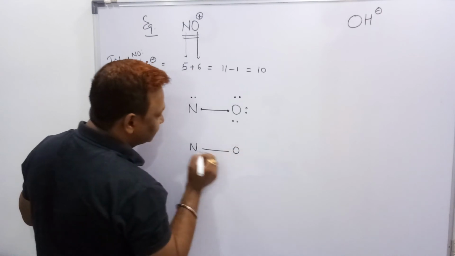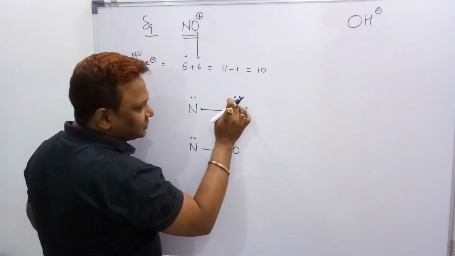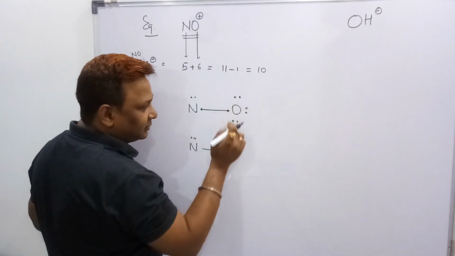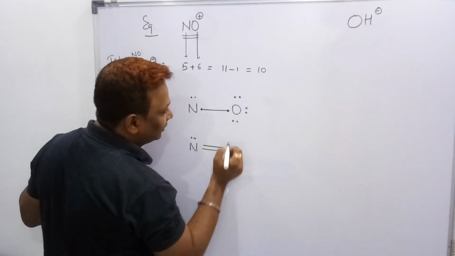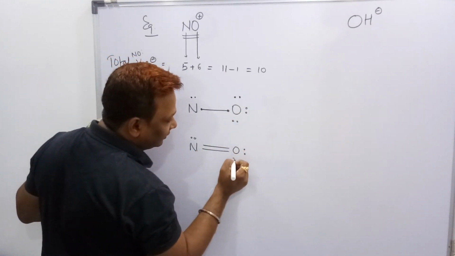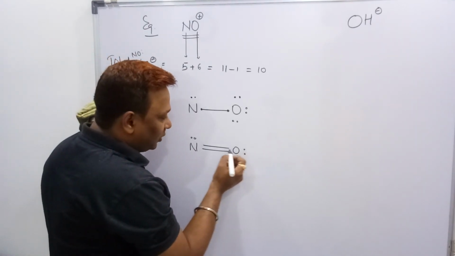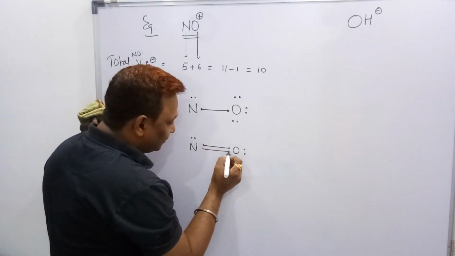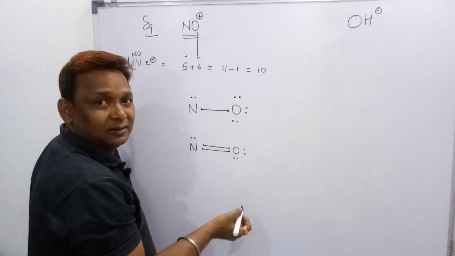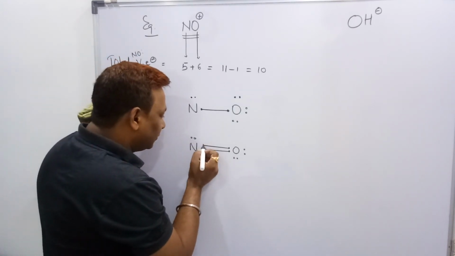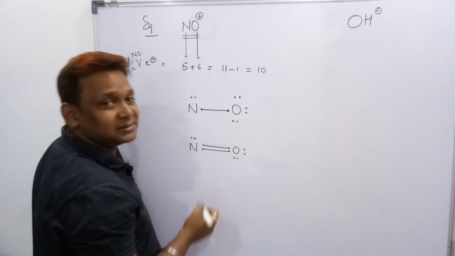Nitrogen is bonded with the oxygen. Here, one of the lone pairs present over the oxygen will be utilized for making a bond, and the remaining we keep here. Now again check the stability of oxygen: 2, 4 plus 2, 6 plus 2, 8. Oxygen is stable. Nitrogen: 2 plus 2 is 4, plus 2 is 6. Still it is unstable.